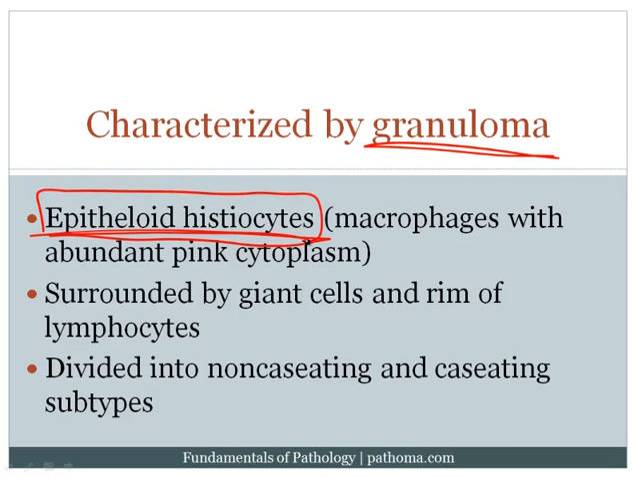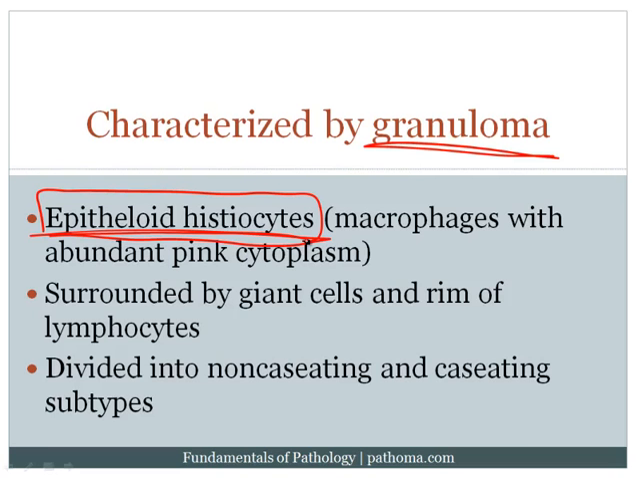Now, macrophages normally have a foamy cytoplasm. It's a relatively clear cytoplasm. However, when macrophages get activated, they can develop abundant pink cytoplasm, and those are called epithelioid histiocytes. And the aggregate of epithelioid histiocytes is called a granuloma. So when you have aggregation of epithelioid histiocytes, that's called a granuloma.